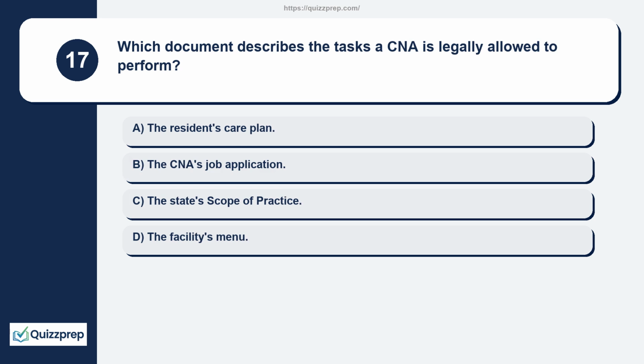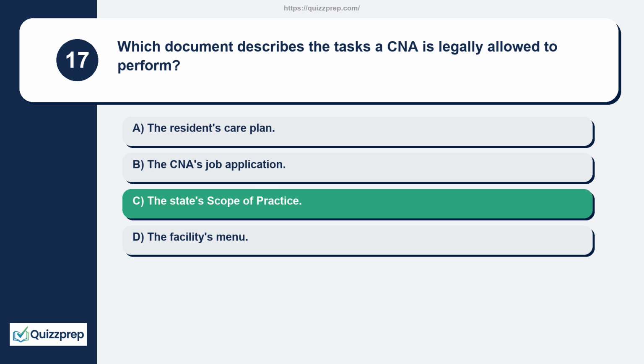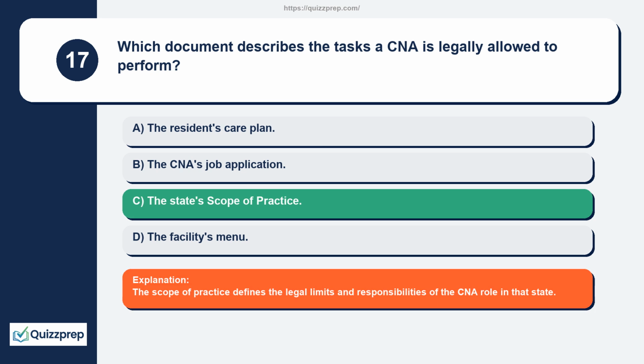Question 17. Which document describes the tasks a CNA is legally allowed to perform? The resident's care plan. The CNA's job application. The state's scope of practice. The facility's menu. The scope of practice defines the legal limits and responsibilities of the CNA role in that state.